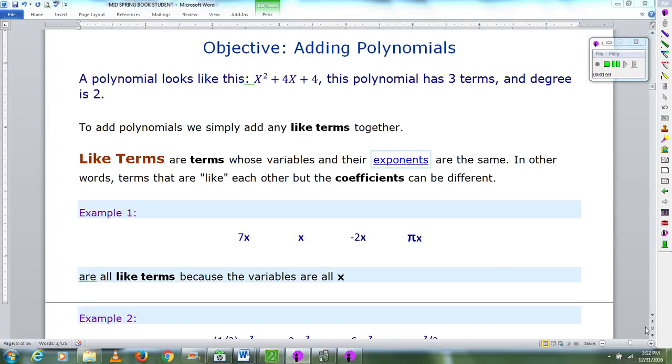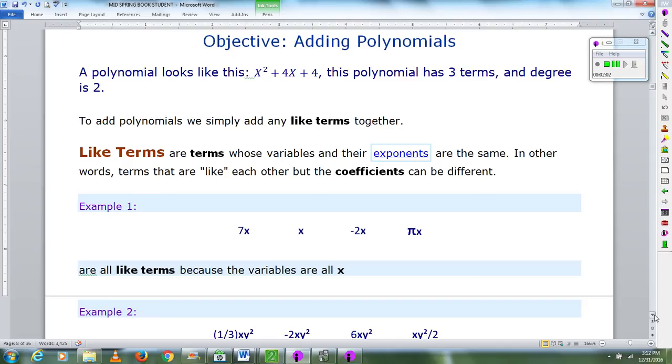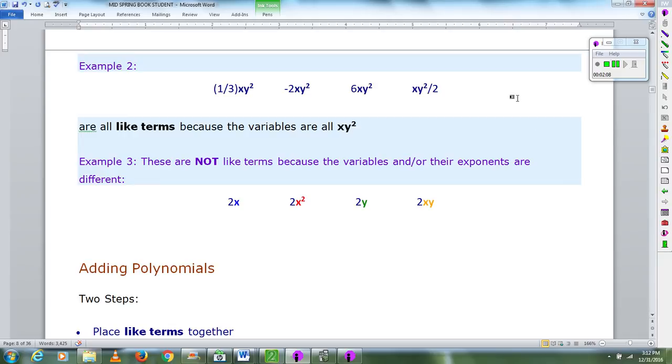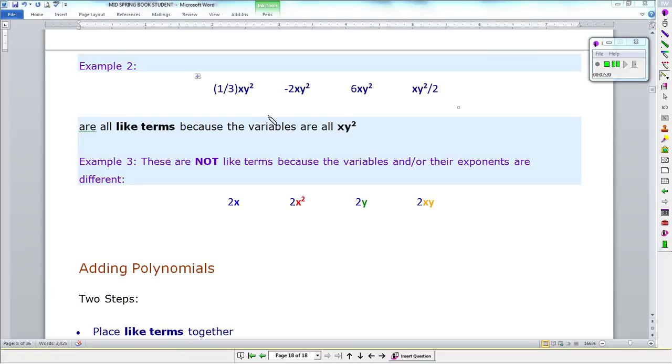Now let's look at the next example, example 2. We have these 4 terms, and again they are like terms. Why are they like terms? First of all, they have the same variables. In this case, they all have both variables x and y. Next, they also have the same exponent, which is 2. So that's why we call these 4 terms like terms.